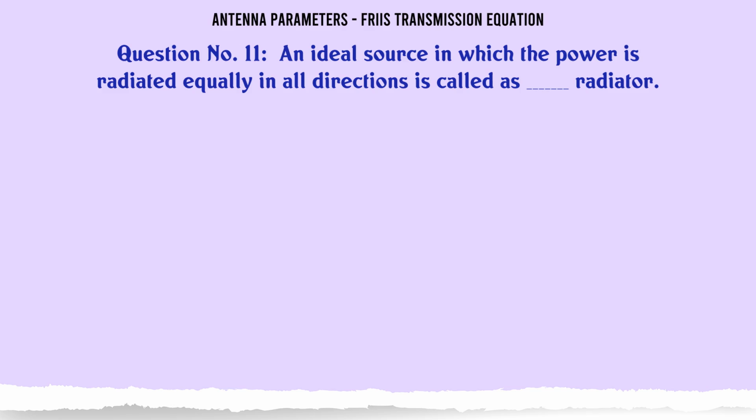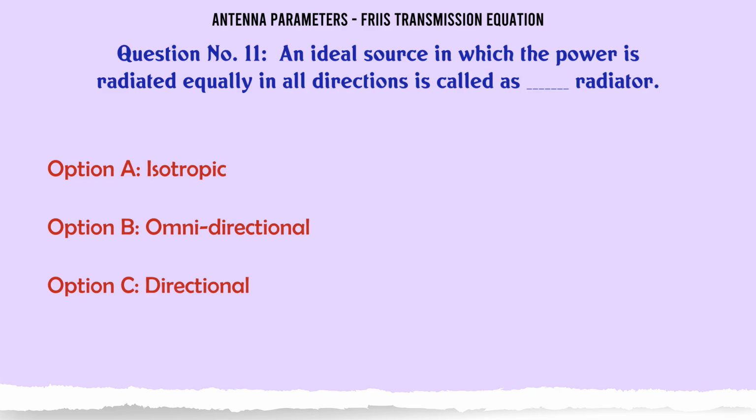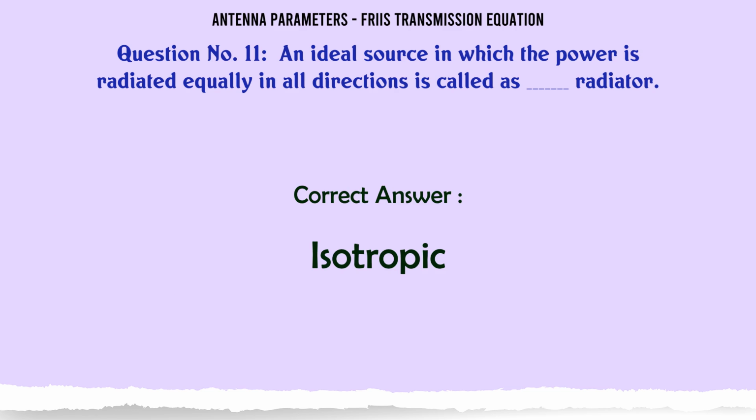An ideal source in which the power is radiated equally in all directions is called a ___ radiator. A, isotropic; B, omnidirectional; C, directional; D, transducer. The correct answer is isotropic.